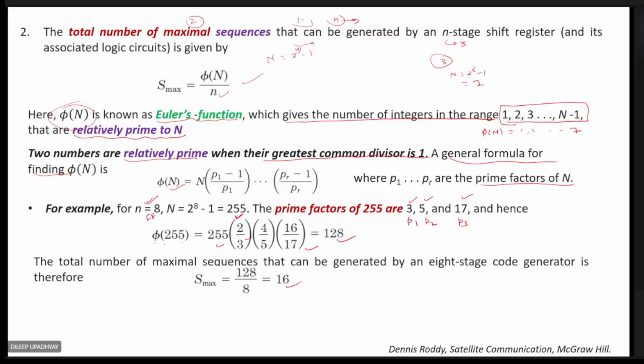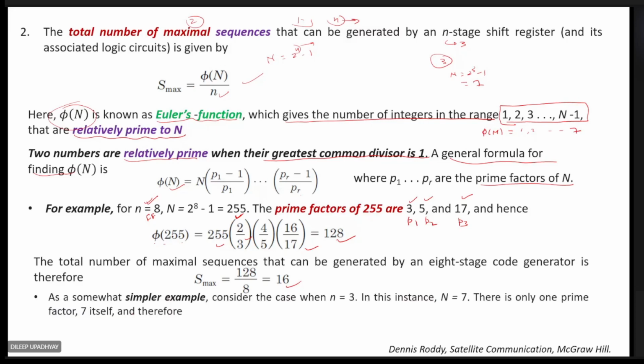Now, let us take a somewhat simpler example, which I told you earlier also. Consider the case for n equals 3, which is in fact what I took in the previous example for this particular circuit.